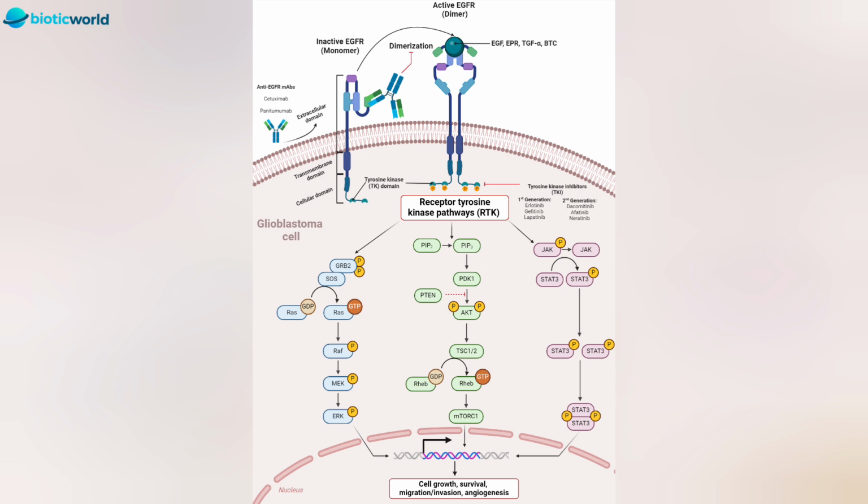Next is the tyrosine kinase receptors. These receptors are involved in growth and differentiation. They transfer phosphate groups to tyrosine residues on intracellular proteins to activate signaling pathways.